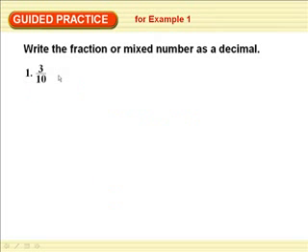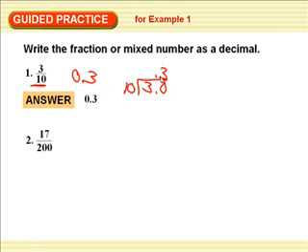I love it when it's the 10 on the bottom. 3/10 is just 0.3. But if you don't remember that, 3 divided by 10, add your 0, it goes in there 3 times. See how easy that is? 3/10. Then 17/200. Well, don't know how many times, so 17 divided by 200. Add a decimal there. 200 won't go into 17, right? Very well. So you got to put a 0 here.